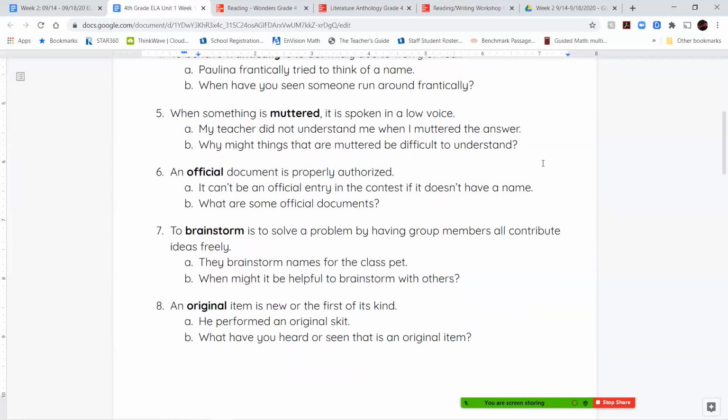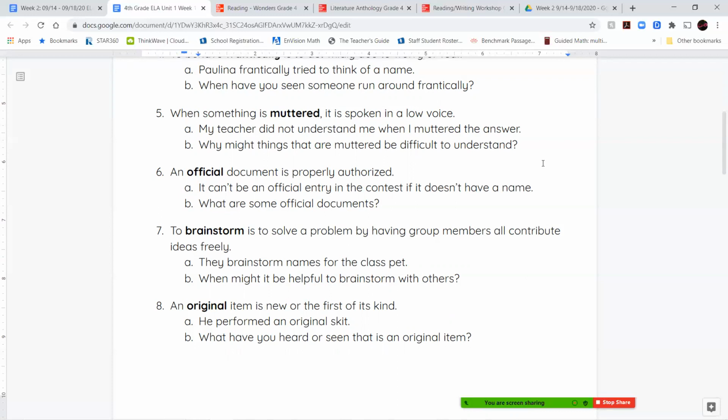Your next word is the word official. An official document is properly authorized. That means it is the name that was given to it and people agree on it. It can't be an official entry into the contest if it doesn't have a name. When they were talking about the name of Paulina's dish, they said it needs a name. You need to name it. You need to call it something that everybody will call it, to give it an official name. What are some official documents? Official pieces of paper that are important that everyone has. Your birth certificate is an official piece of paper.